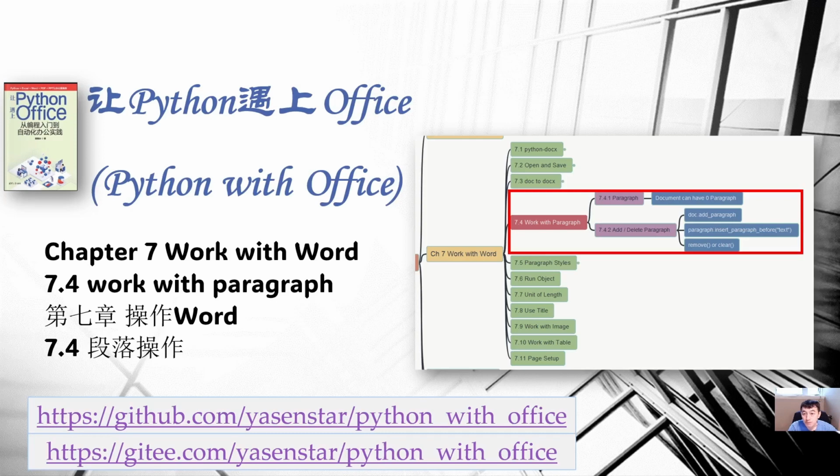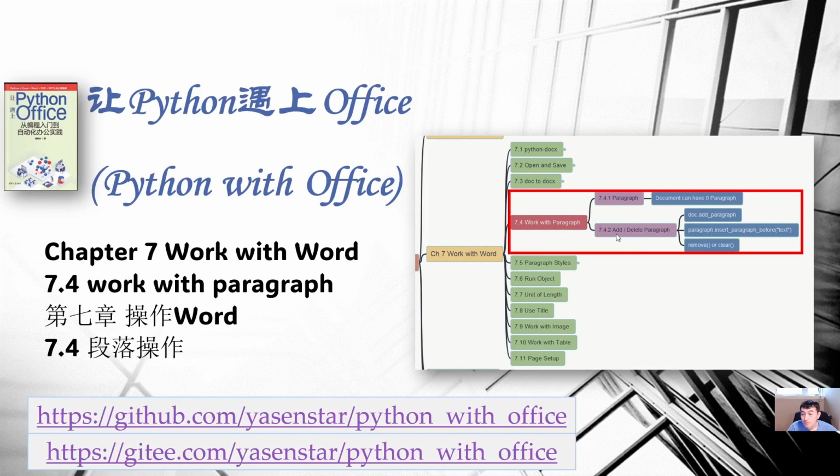Moving to 7.4, working with a paragraph within Microsoft Word. In the last videos we talked about how, if you have an old version of a Word document with the DOC extension, you can use the win32com library to convert it to docx. After that, you can continue to use the python-docx library to do the process. So we assume you have everything working in the docx extension now. In this video we talk about the paragraph.